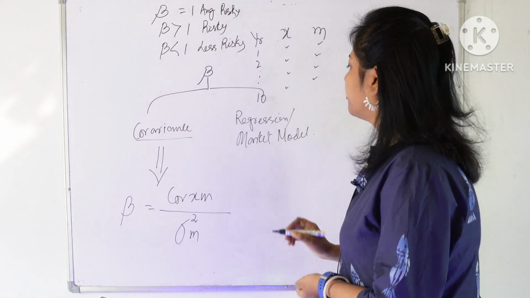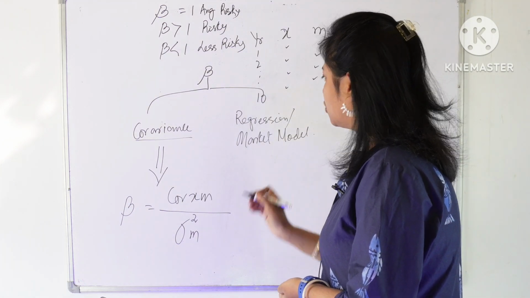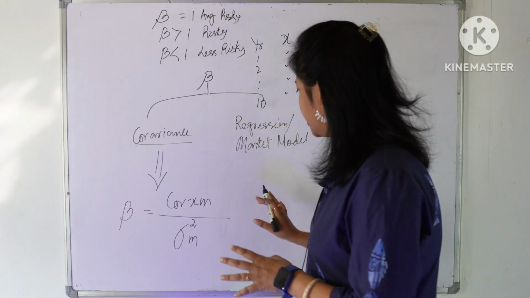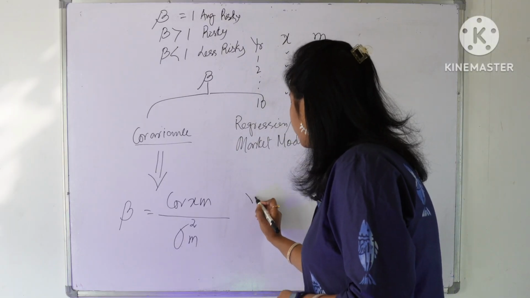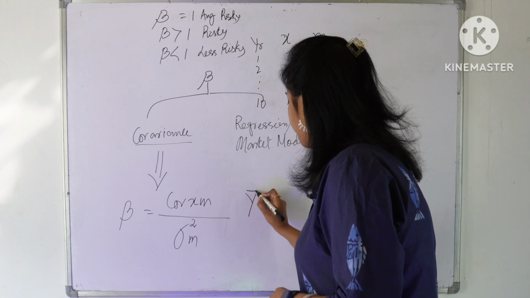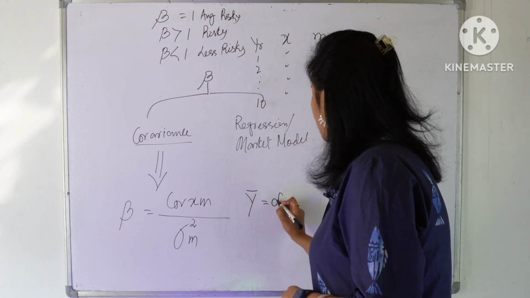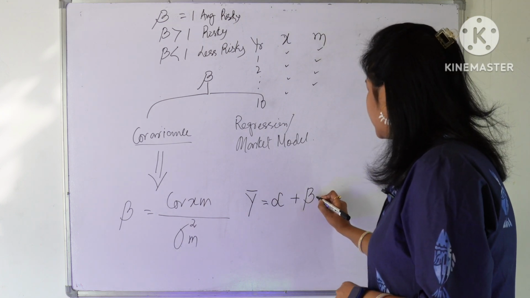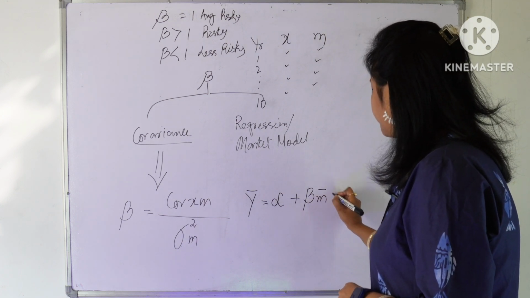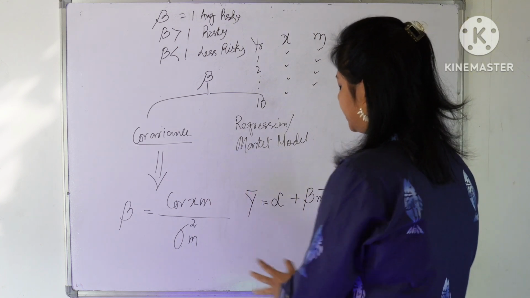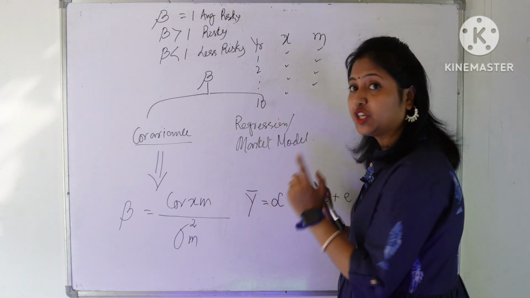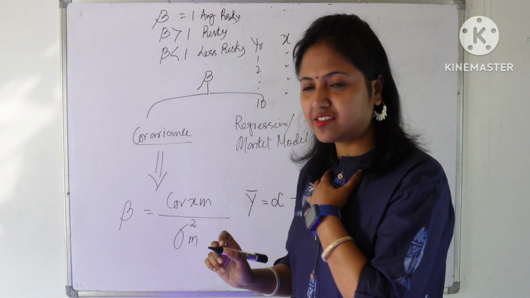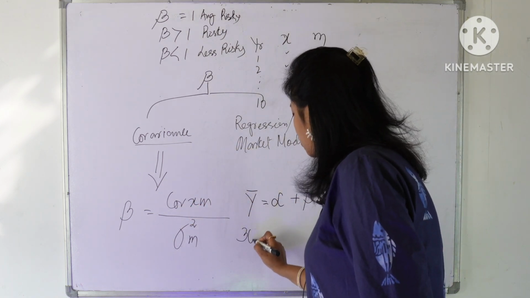Now under the regression model, how do we calculate beta? See, the regression model is also known as the market model. So here we have a total return, say Y bar, equal to alpha plus beta times M bar plus E. What does this mean? It's a regression equation. Here we say this is my total returns. As an investor, I am earning, say, 30 rupees as my total returns.